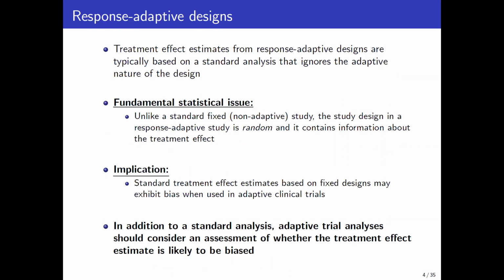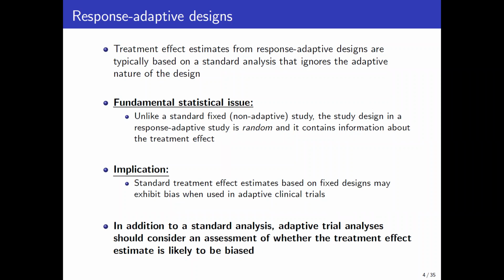Okay, so if we think about treatment effect estimation from adaptive studies, and in particular response adaptive studies, typically the approach that would be taken is to perform a standard analysis that ignores the adaptive nature of the design. There are a few reasons for that we're going to touch on throughout the talk, but it does introduce a fundamental statistical issue, which is the fact that the design itself from an adaptive design is essentially random. The realized design that we get when we run an adaptive trial is essentially a random variable.